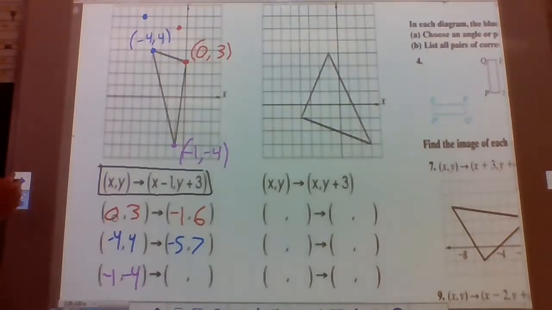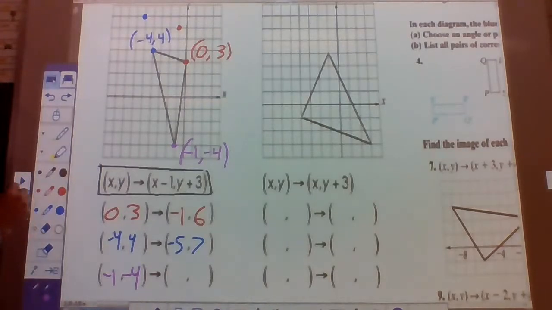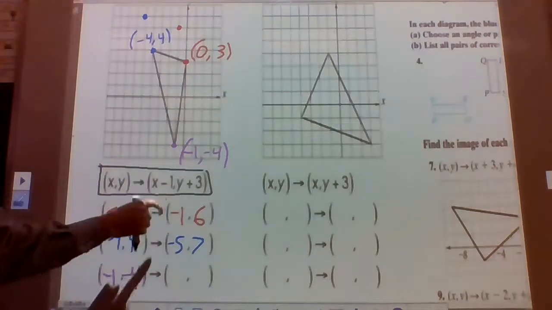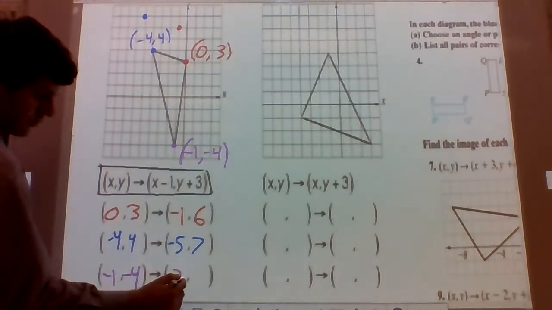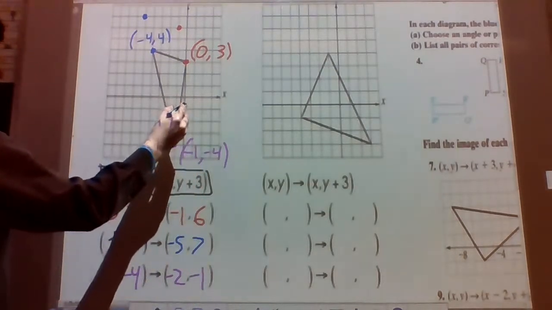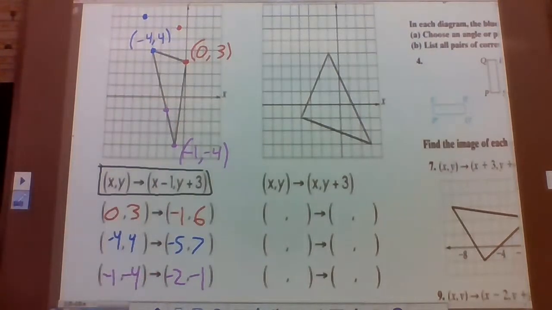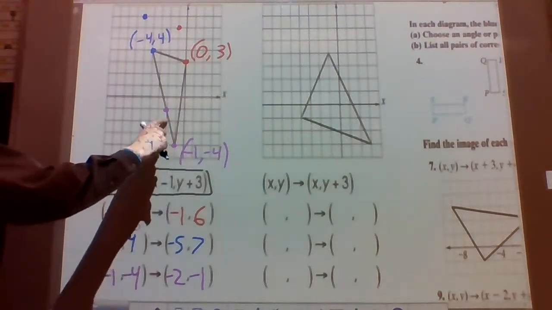And the last one's negative 1, negative 4. So we can plug it in. Negative 1 minus 1 is negative 2. Negative 4 plus 3 is negative 1. So negative 2, negative 1. Or again, we can shift it 1 to the left, up 3.